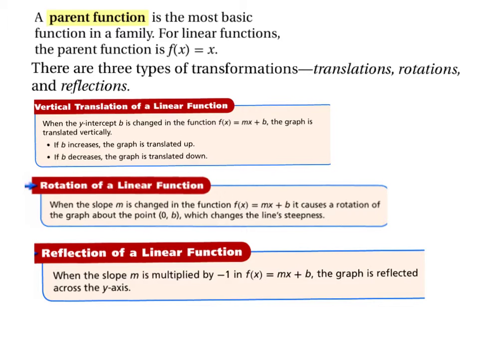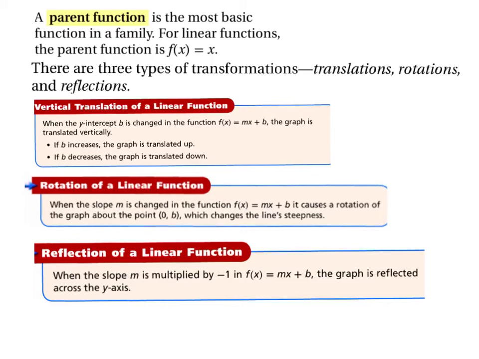First, we're going to talk about translations. Translations are where the line will move up or down on the graph. If the y-intercept, or b, is changed, it will be translated. If the y-intercept increases, it's translated up, and if it decreases, it's translated down. The next one we're going to talk about is rotation.